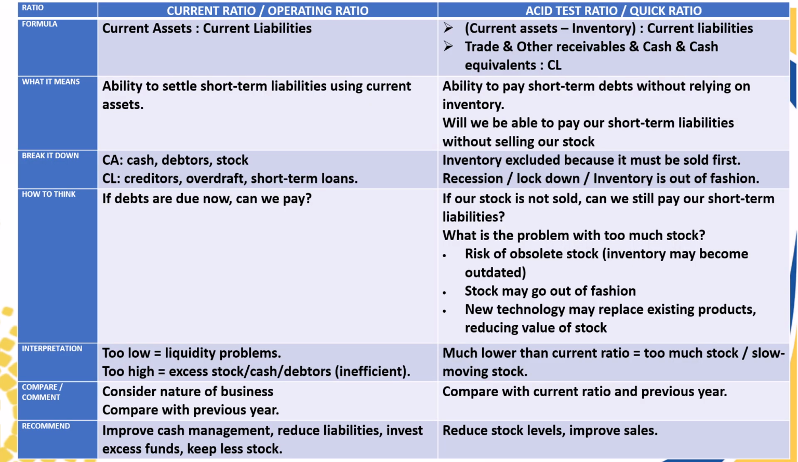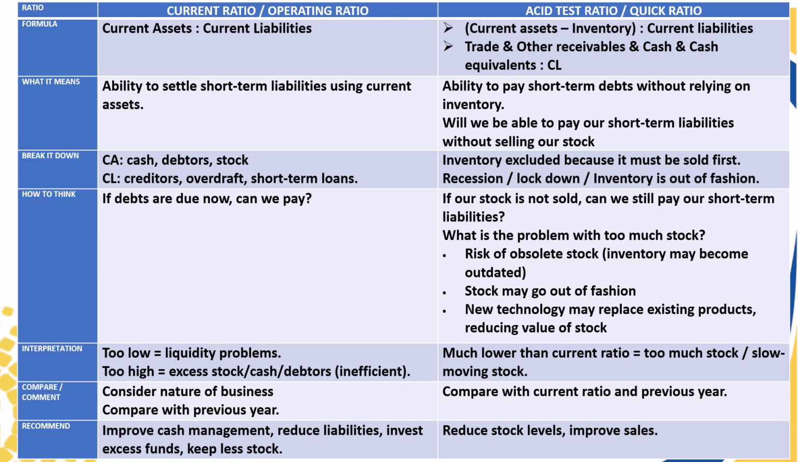So the first two ratios are the current ratio versus the asset test ratio. Current ratio is current assets versus current liabilities. Now we have your total current assets, which comprise cash, debtors, and stock, versus your creditors, or your total current liabilities: creditors, overdraft, short-term loans. Now, interpretation: if it's too low, you have liquidity problems. In other words, you will struggle to pay your short-term liabilities.